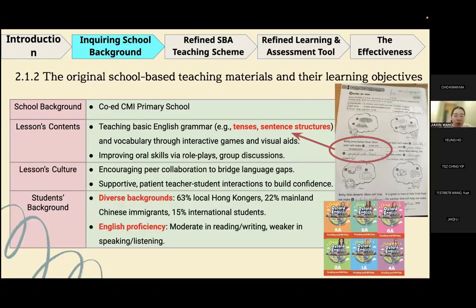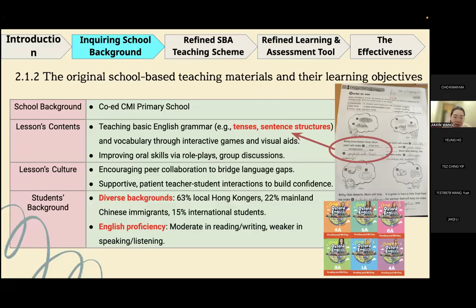Thanks, Grace. Then let me introduce the original school-based teaching materials and their learning objectives. We can see this school uses Chinese as the medium of teaching language. And in the lesson contents, teachers usually teach basic English grammar like tenses and sentence structure, and they usually use interactive games and visual aids to teach students vocabulary. And I want to draw your attention to the students' background here.